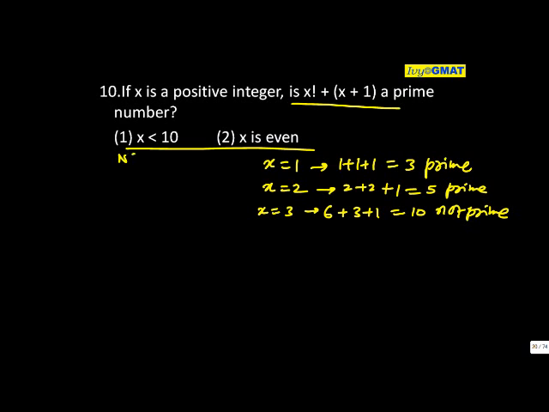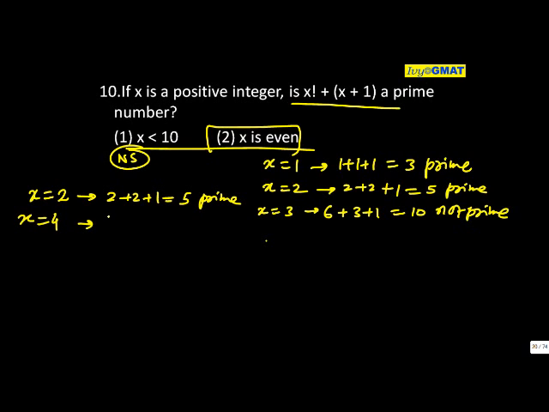So 1 is not sufficient, because at 1 I get prime, at 2 I get prime, at 3 I get not prime. So it is not a confirmed answer. If I look at x is even, I will start with x is equal to 2. So 2 plus 2 plus 1. X is equal to 4. 4 factorial is 24 plus 4 plus 1. 29, which is prime, and so on.